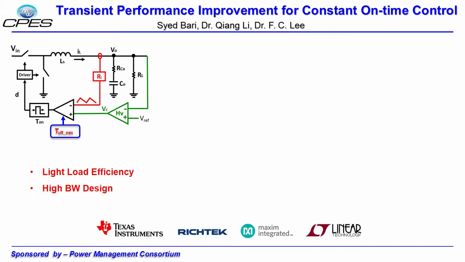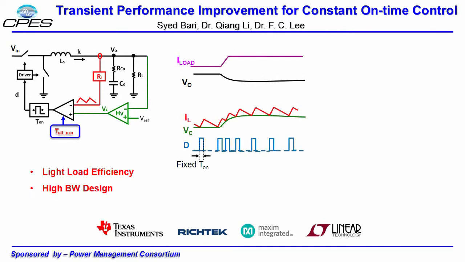Here on the left side, you can see the constant on-time control structure. Today, constant on-time control is popularly used in the industry for better light load efficiency and high bandwidth design capability. However, it still has some limitations in load step up and load step down transient responses. We know that in constant on-time control, when inductor current touches Vc, a fixed on-time pulse is initiated and during the on-time IL increases. After that, IL starts decreasing, and when it touches Vc again, a new pulse is initiated.